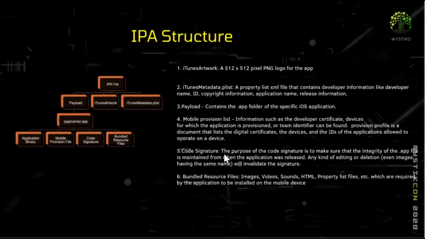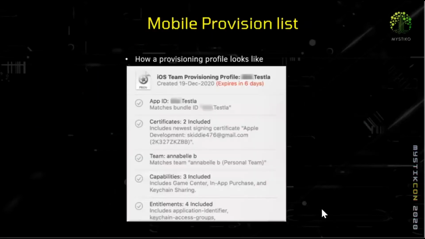Next will be the bundle resource files. It contains the images, videos and sounds, depending on the application at hand. It's not a compulsory thing, but it will be present depending on which application has what resources or details. So I think this was the structure in short of the IPA structure. Let's move on to the next part, that is the mobile provisioning list.